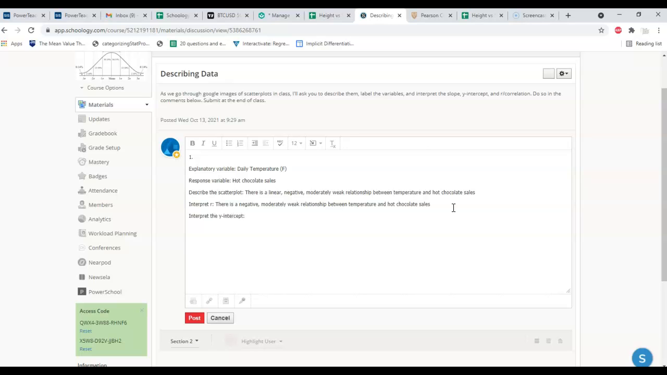All right, interpret the y-intercept. So what's the value of x if you are on the y-intercept? 0, right? You went 0 right or left, and then you went up or down to whatever the y-intercept is. So, do it in context. If the temperature were 0, we expect, you don't have to capitalize it, I'm just doing it to emphasize, we expect $111 in hot chocolate sales.